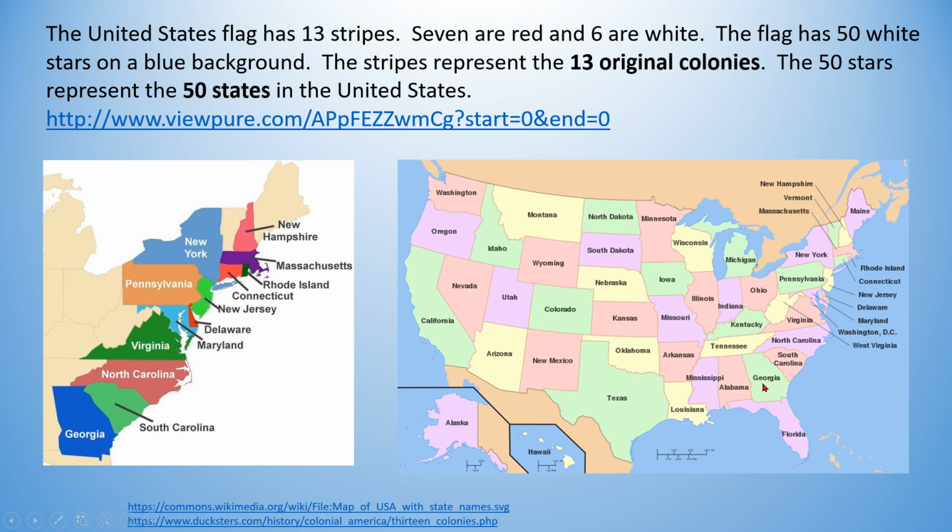There are 50 states, and the state that we are in, that Lifescape is in, is South Dakota. Some of you are from other states. Some of you are from Iowa or Minnesota, maybe even Nebraska, and some people are from even farther away. Okay, so the stars on the flag represent the states, the stripes represent the colonies.